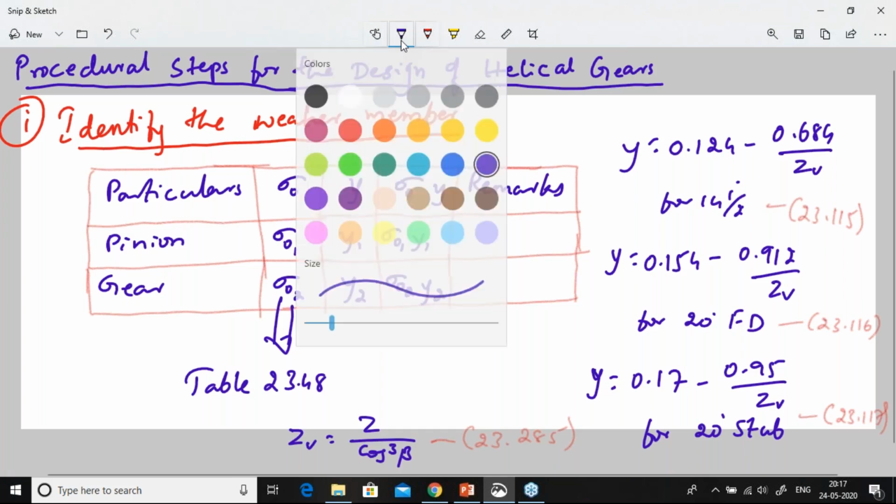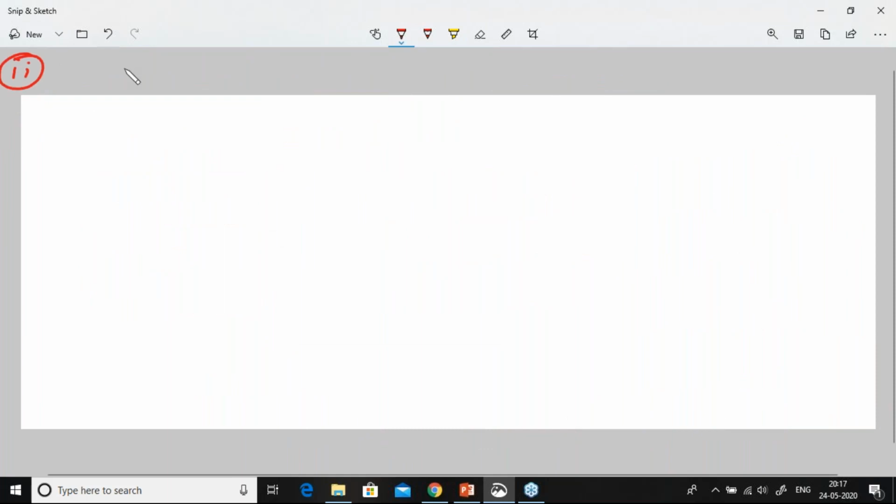Second step, design based on module in normal plane, which can be denoted by mn, as standard module.